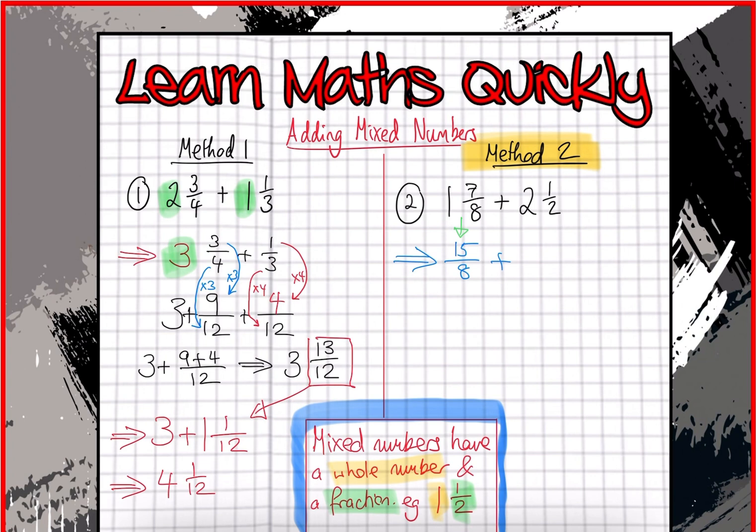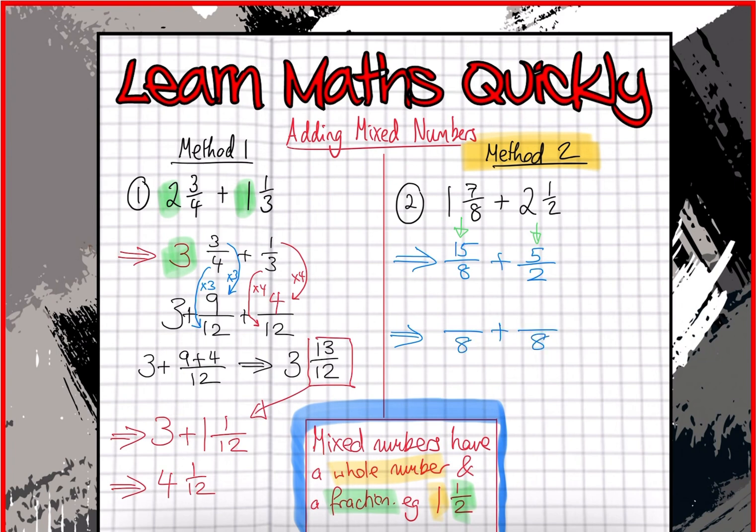Then 2 1/2, we think, how many halves are in 2 wholes? Well, four halves are in 2 wholes, and then we've got 1 left over again, which leaves us with 5 halves. Now, just like with all adding fractions, even if it was a normal fraction that wasn't improper, you have to still find the common denominator. So what number is in both the 8 times table and the 2 times table? In this case, it's 8.